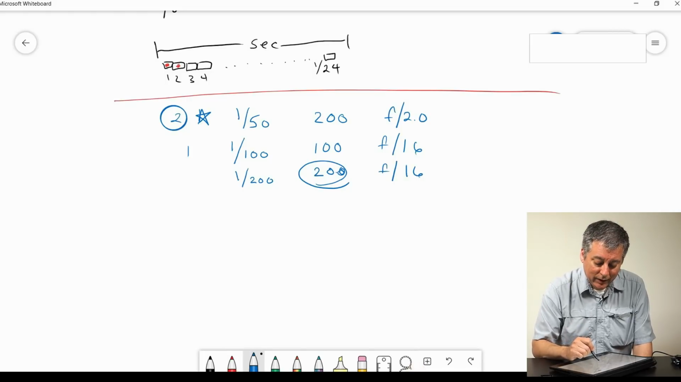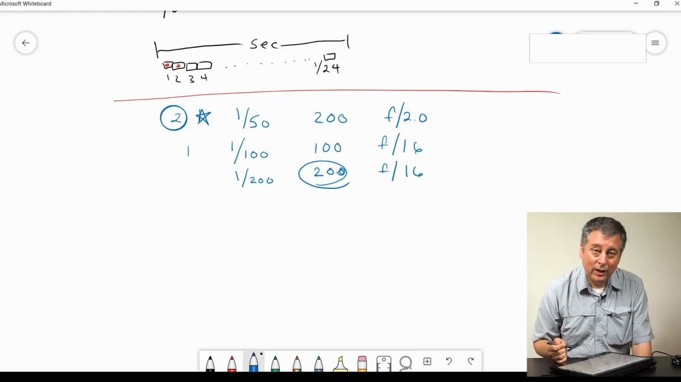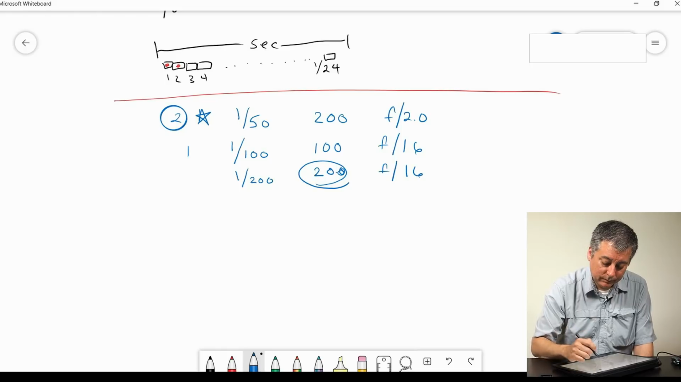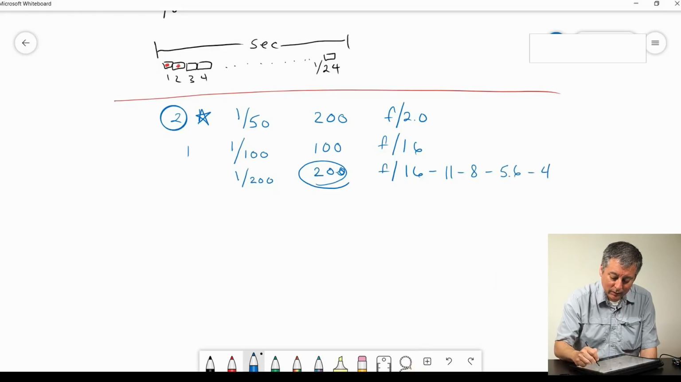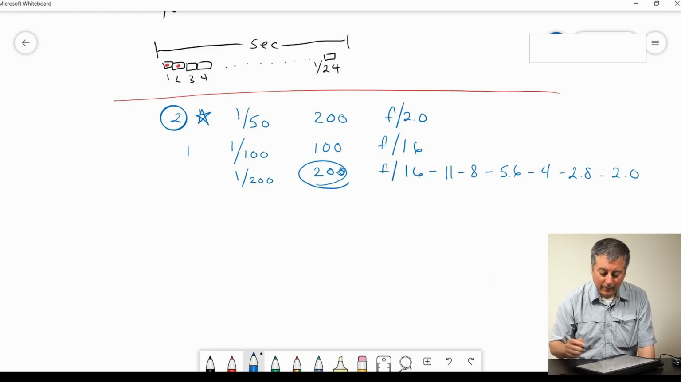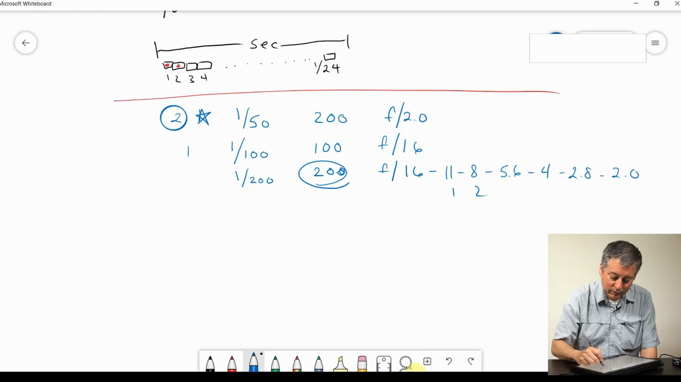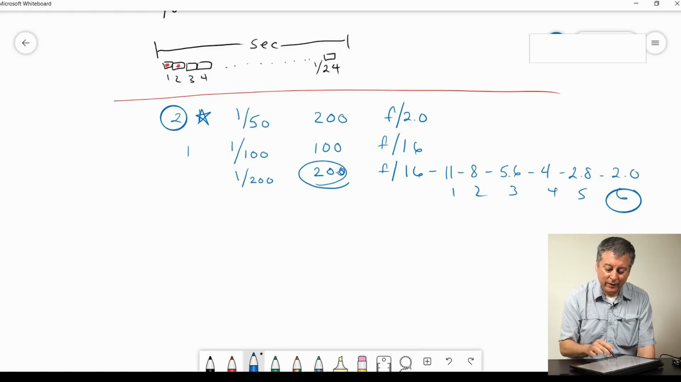And for our f-stop, to go from f/16 to f2, how many stops away are we? Well, if we count this out, what's the next one? f11, f8, f5.6, f4, f2.8, and finally we're back to f2.0. And that's 1, 2, 3, 4, 5, 6 stops difference from f2 to f/16.